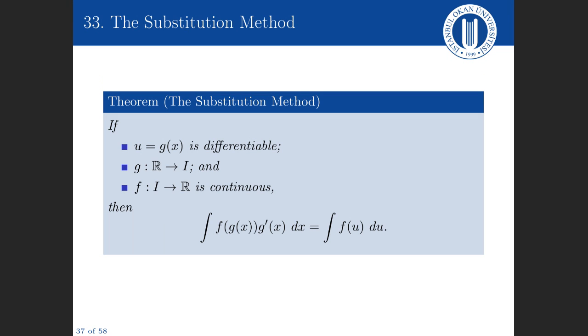Let's write this method as a theorem. First of all, let's be careful. If g is a differentiable function of x, if this function maps from the real numbers to some interval I, and if f is a continuous function defined on this interval, then the substitution method says the integral of f of g of x multiplied by g prime of x dx is equal to the integral of f of u du. This is the idea we've been using.